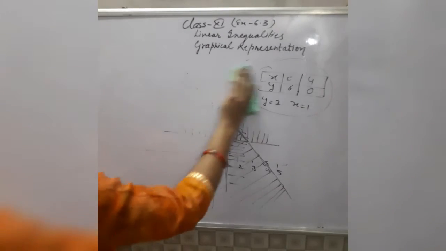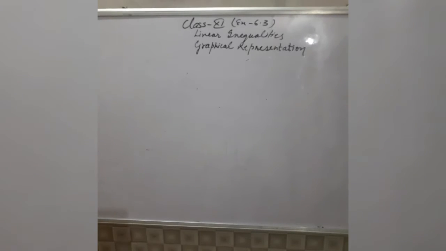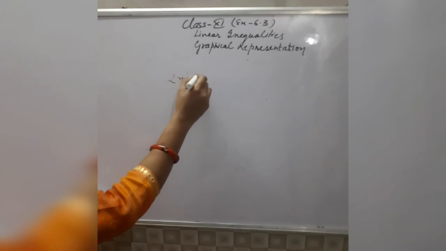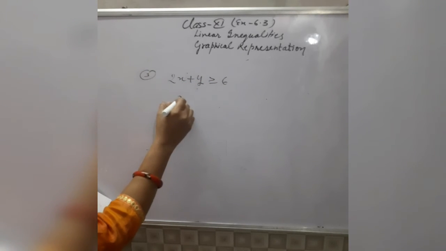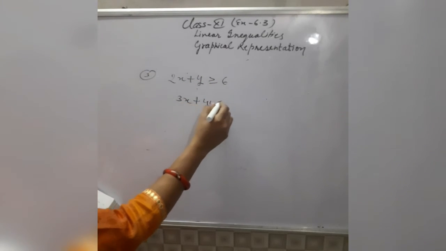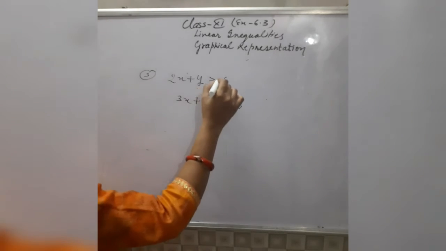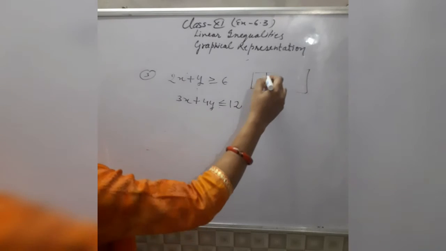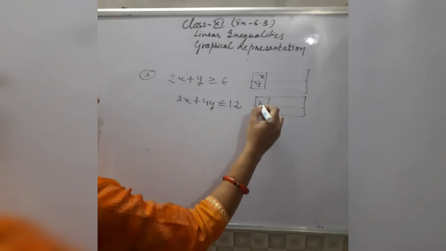So this is question number 2. Now see question number 3. In question number 3, the linear inequalities are 2x plus y greater than or equal to 6 and 3x plus 4y less than or equal to 12. For this also, firstly we take the equal to sign here, and we will make a table, which means we will find 2 point values of x and y.